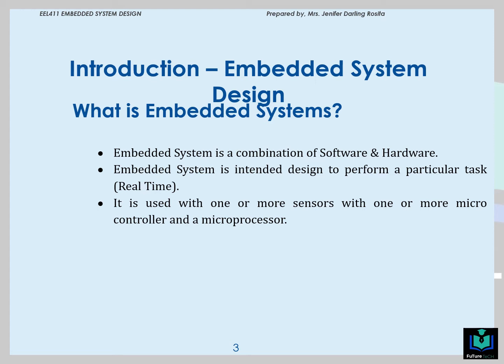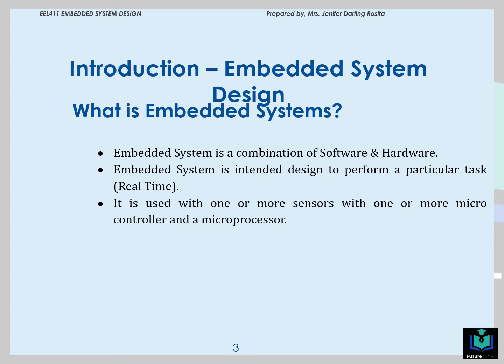So what do you mean by a particular task? A particular task is one that should be completed within a particular deadline. Usually the particular task can be learned in real-time operating systems. So now you can also define the embedded system as one used with one or more sensors, with one or more microcontrollers and a microprocessor.